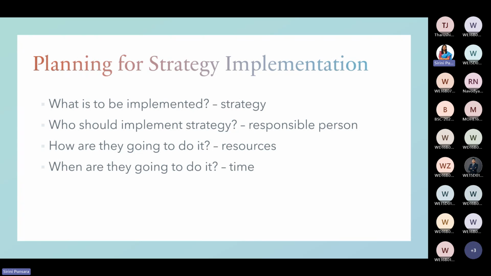Then you will be selecting 1 or 2 strategies after evaluation. Then you have to answer these 4 questions when you are going to implement. So you have to mention what the selected strategy is, who the responsible people are, what the resources needed are, and when you are going to implement it. So this is what you have to do in the next step.